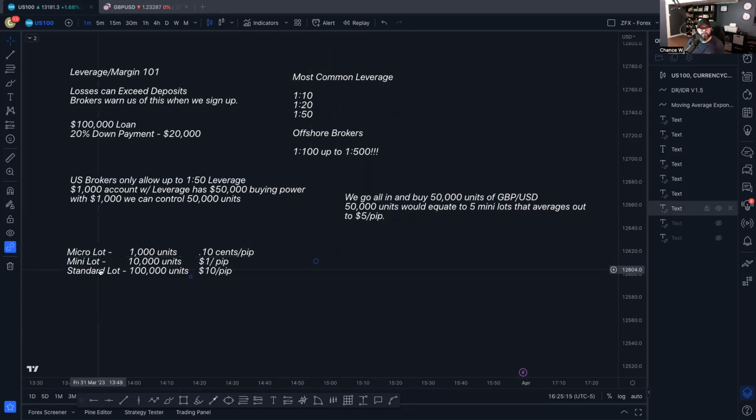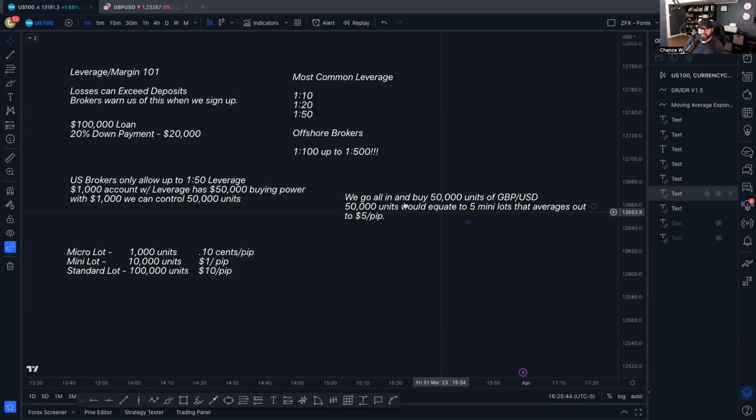So right here, if we look, a micro lot is 1,000 units. That's 10 cents per pip. That's the value per pip. One mini lot, which is kind of like in our example right here, is worth 10,000 units, and that's $1 per pip. A standard lot, you control 100,000 units, and that's $10 per pip. So that gives you a little preview on lot sizes and how to figure that out.